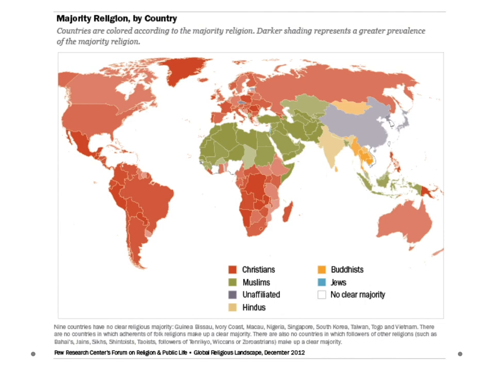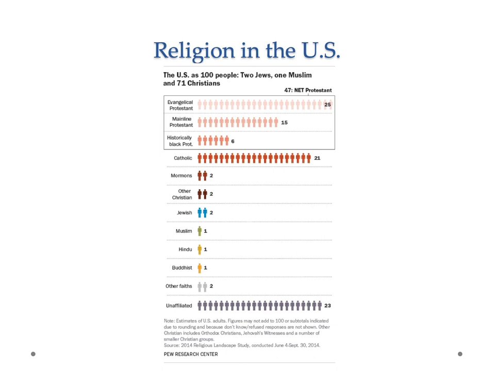If we look at the United States, we see that in the US, for every 100 people, two of them are Jews, one of them is Muslim, and 71 are Christians. Those Christians are made up of evangelical Protestants, mainline Protestants, and historically Black Protestants, as well as Catholics. Mormons make up about 2% of the population, which is the same size as Jews. Muslims, Hindus, and Buddhists are fairly small. And then unaffiliated are 23% of the American population.